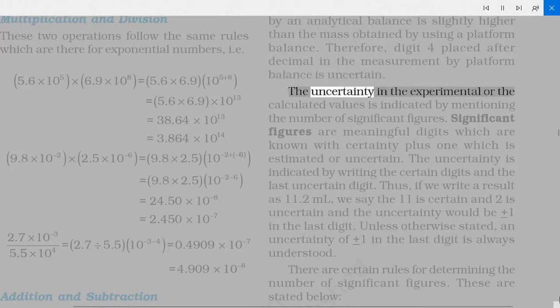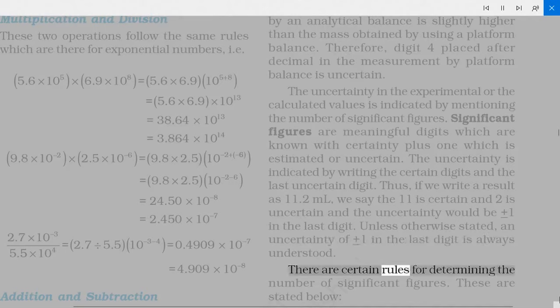The uncertainty in the experimental or the calculated values is indicated by mentioning the number of significant figures. Significant figures are meaningful digits which are known with certainty plus one which is estimated or uncertain. The uncertainty is indicated by writing the certain digits and the last uncertain digit. Thus, if we write a result as 11.2 mL, we say the 11 is certain and 2 is uncertain and the uncertainty would be plus or minus 1 in the last digit. Unless otherwise stated, an uncertainty of plus or minus 1 in the last digit is always understood.